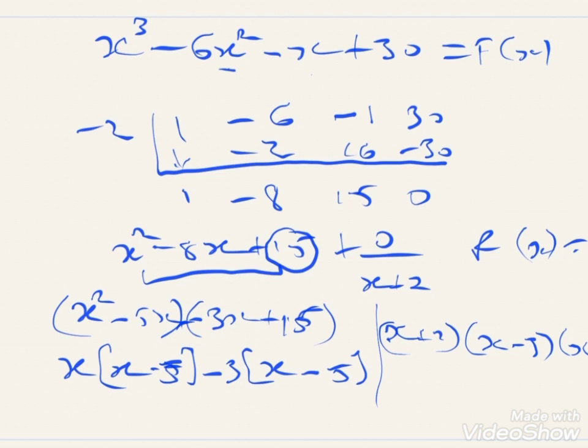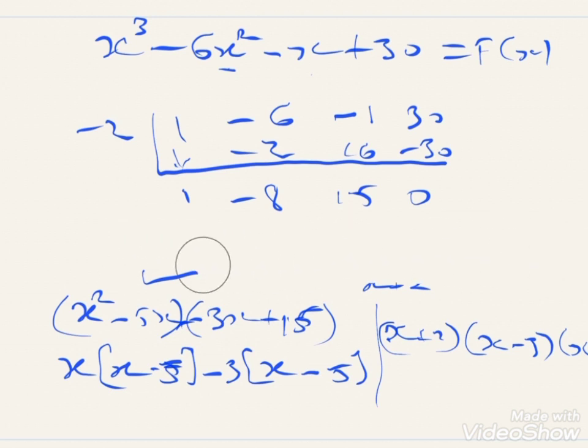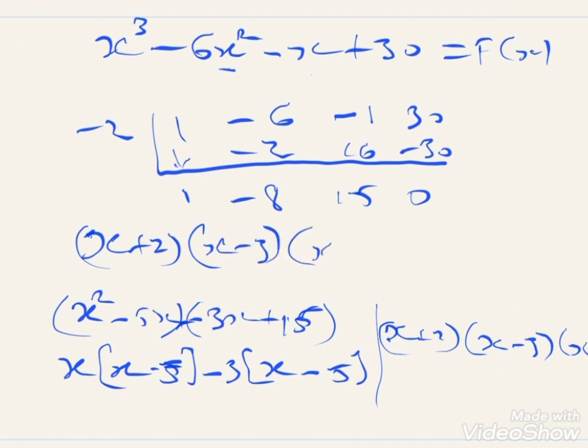In case you didn't see it well, let me clean here. Hope you've copied this. Now I'm writing the factors: x plus 2, that is the first factor, x minus 3, x minus 5. When we expand these two, we have this quadratic. Then expanding further with this binomial, we have the original polynomial given to us.